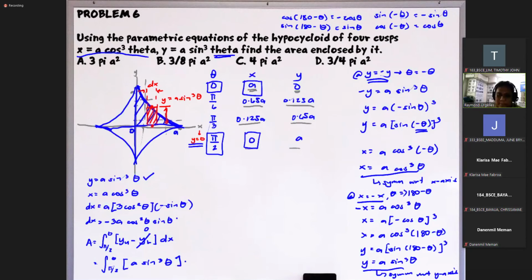So dx is this one, right? So we have... okay? So I forgot the d theta. Okay? So this is negative 3a cosine squared theta sine theta d theta. Okay? So now let's simplify.